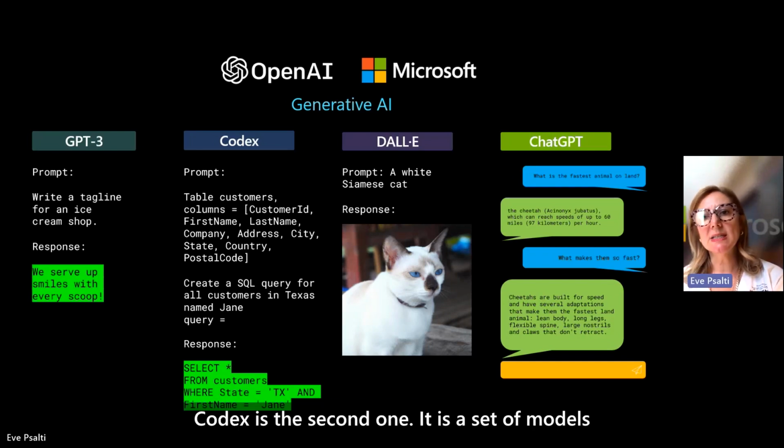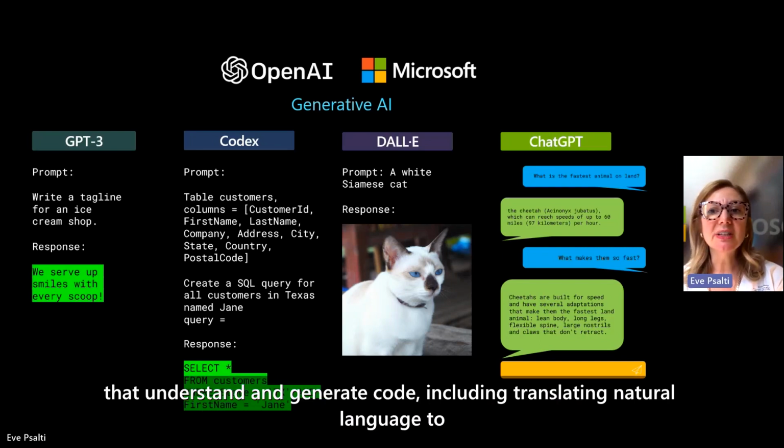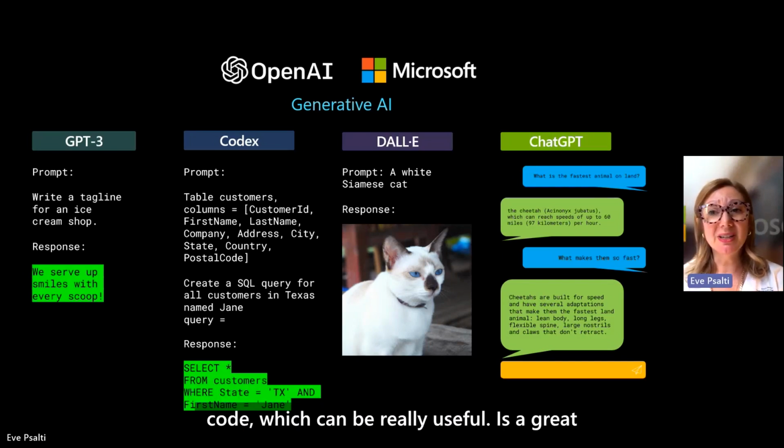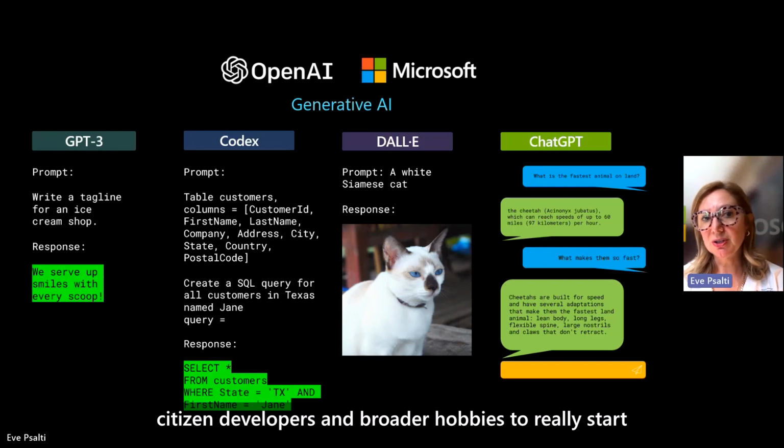Codex is the second one, a set of models that understand and generate code, including translating natural language to code, which can be really, really useful. It is a great way to democratize computer science in general, and really enable citizen developers and broader hobbyists to start coding.